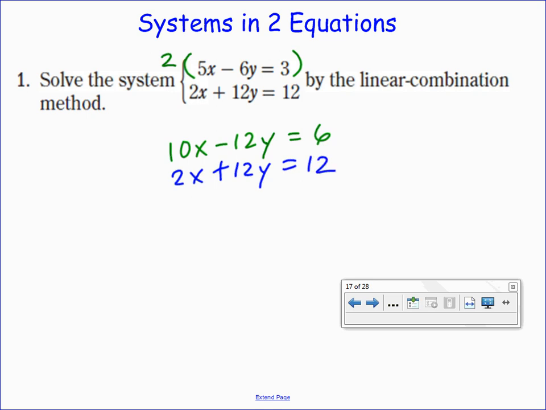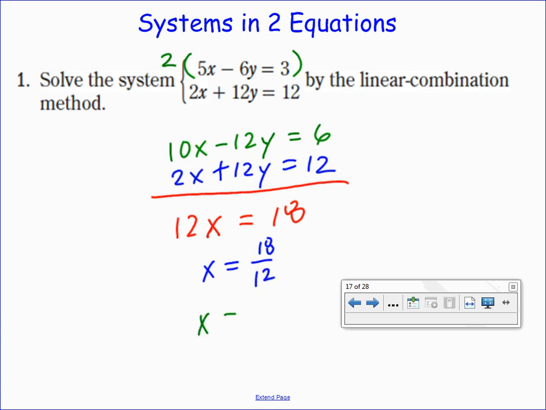And Will and Aaron have made exact opposites in which variable? Mark? The y. So we'll add these together, and the y's will disappear. They'll be eliminated. After adding the two equations together, I get a single equation, single variable, and I can solve through division. Dividing both sides, I get x equals 18/12, which reduces nicely. Looks like x is going to equal 3 halves.